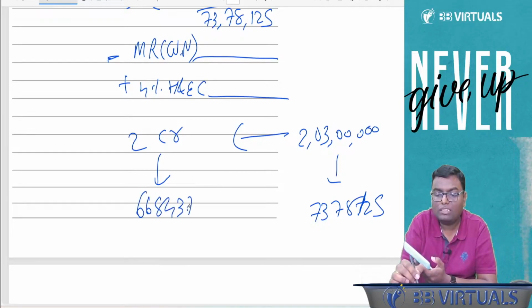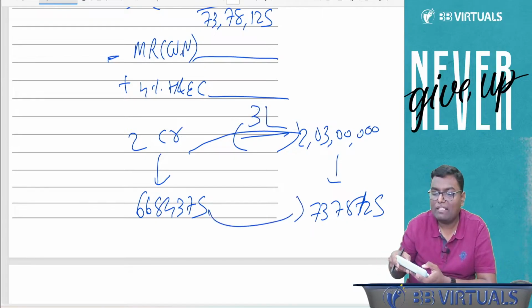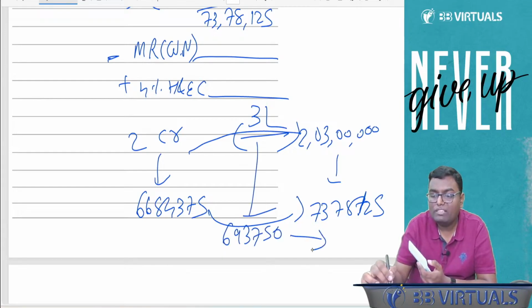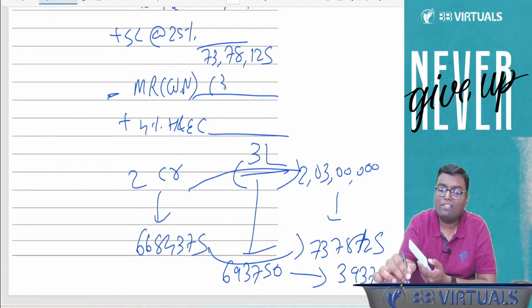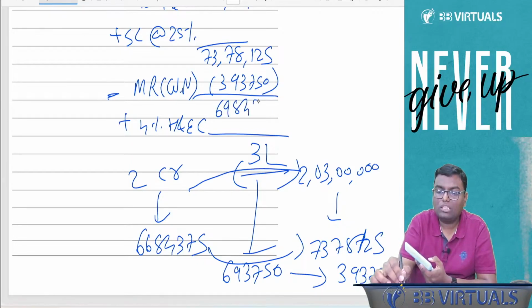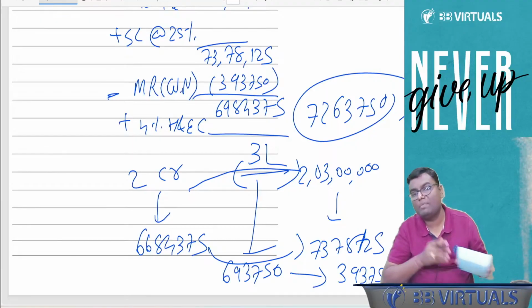66 lakh 84,375. My income increased by 3 lakh, but my tax increased by 6 lakh 93,750. How much marginal relief is applicable? 3,93,750. So that much I will deduct. And the balance over here is 69 lakh 84,375. I will add 4% cess, and 72 lakh 63,750 will become my tax payable.